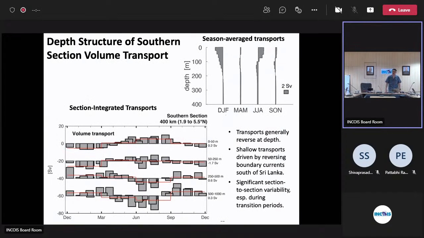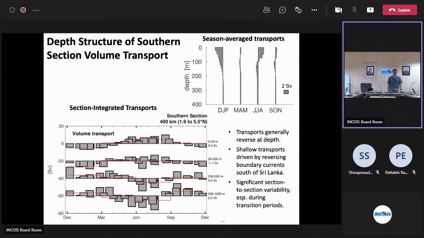As I said, the southern section is a little bit more clear. And here, in the upper right-hand corner, we're looking at seasonal average transports, but this time as a function of depth, to make the point that if we look at the southern section, the volume transports reverse as a function of depth. Right, the transports at depth tend to be in the opposite direction of the transports in the surface layer. And if we look at section integrated transports, again, as a function of month of the year, now in depth bins, so upper 50 meters, 50 to 250, 250 to 500, and 500 to 1,000, plotted, right?